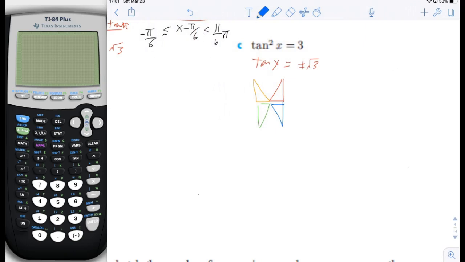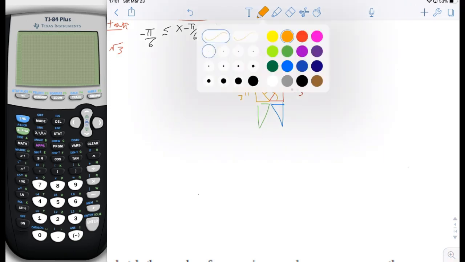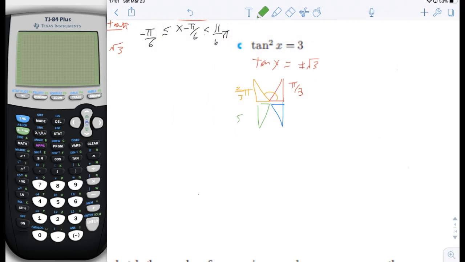All four of these triangles have a tangent of positive square root of 3, which would be the red and the green one, or negative square root of 3, which would be the orange or the blue one. So, what are these angles actually in radians? The red angle would be pi over 3. The orange angle would be 2/3 pi. The green angle would be 5/3 pi, or 4/3 pi actually.